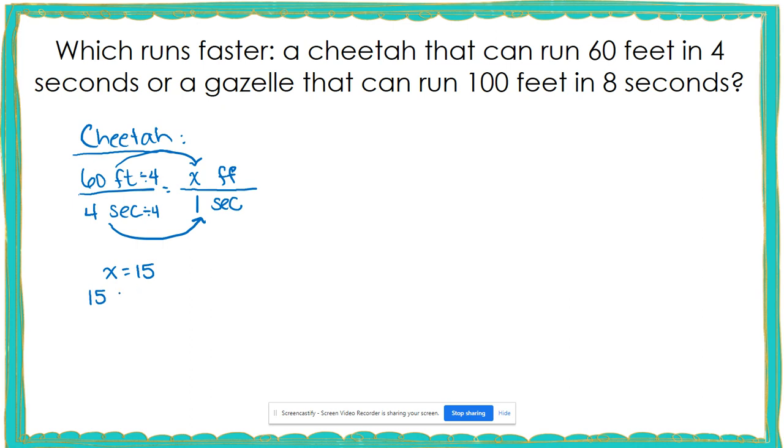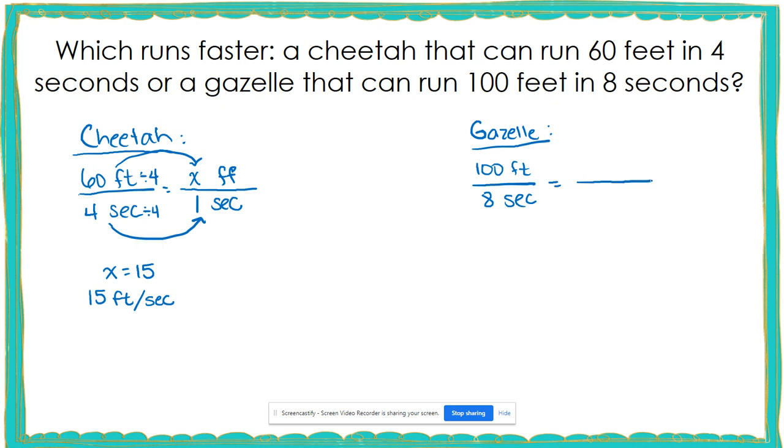So the cheetah can travel 15 feet in 1 second, or 15 feet per second. Now let's look at the gazelle. The gazelle can run 100 feet in 8 seconds. So that's going to be my first ratio.